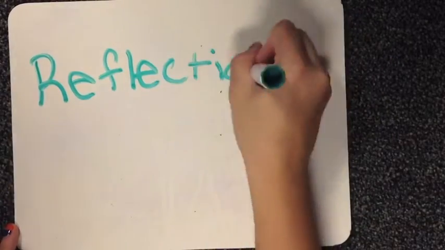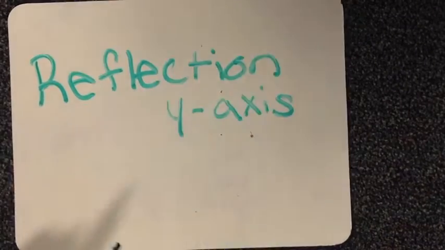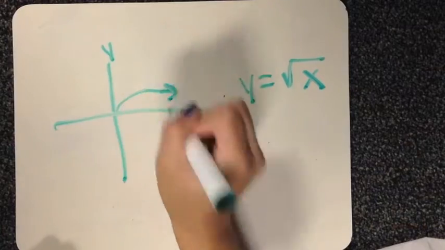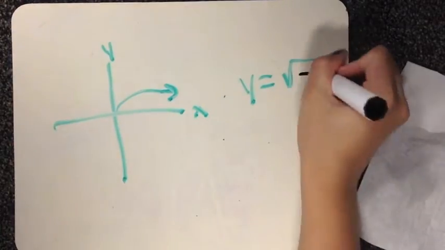Reflection over the y-axis. If you have the function f equals the square root of x and you want to reflect it over the y-axis, all you have to do is replace the x with a negative x.